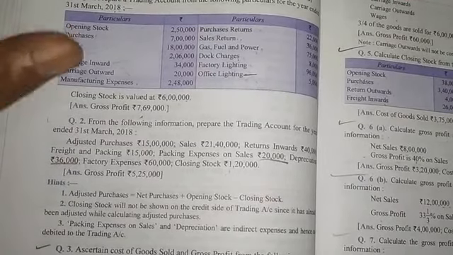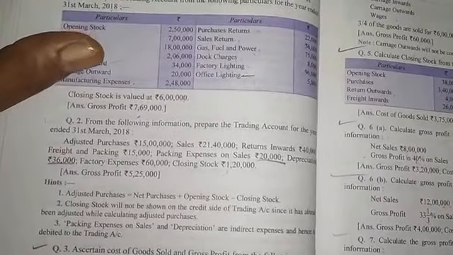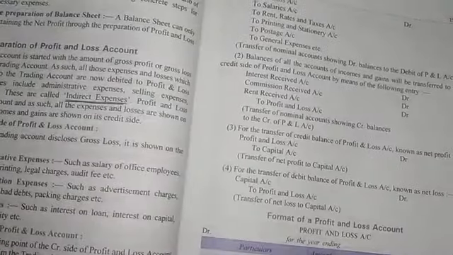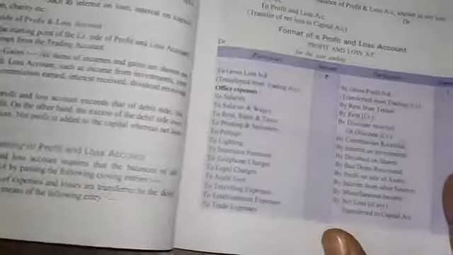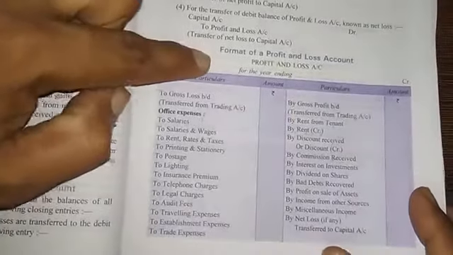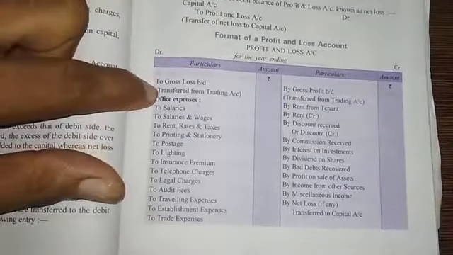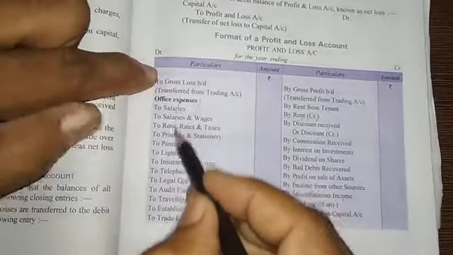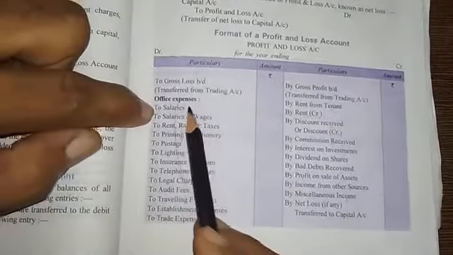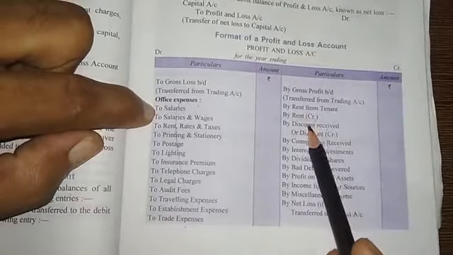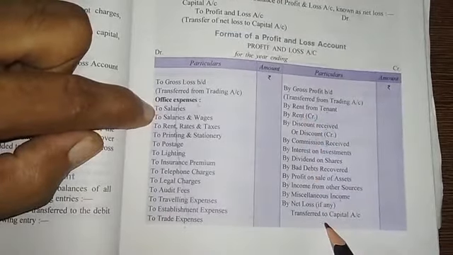Yesterday I told what the direct expenses are. All the expenses except direct expenses are known as indirect expenses. So here the format of the profit and loss account is given. You should go through this many times. All these will be indirect expenses, many are there, and these all will be indirect incomes.